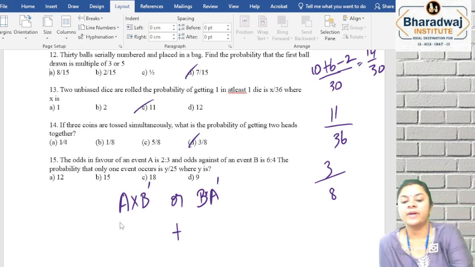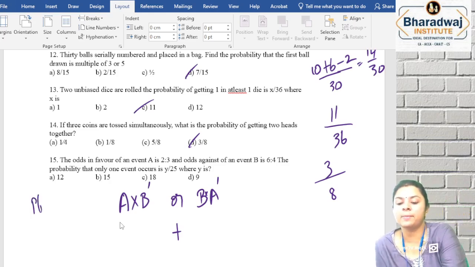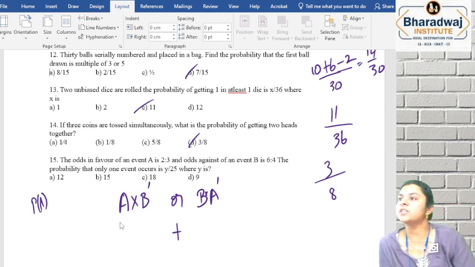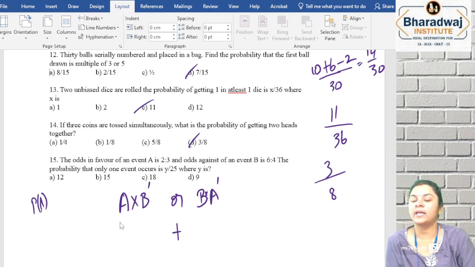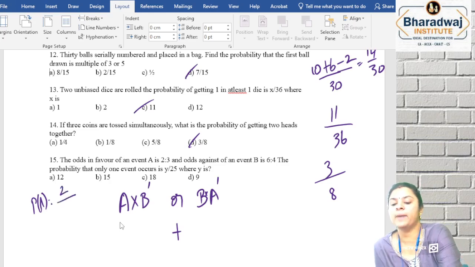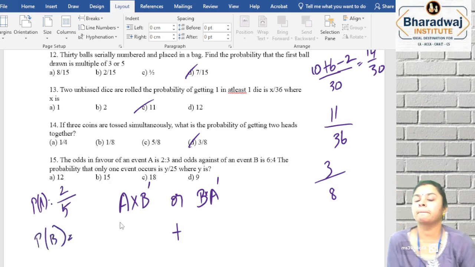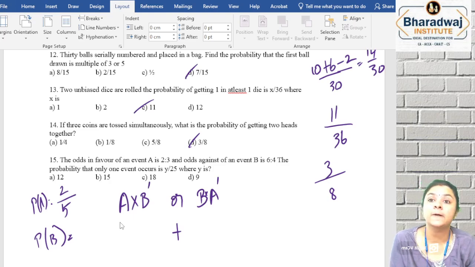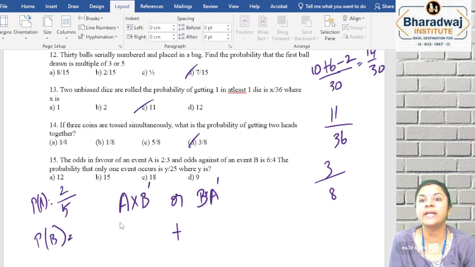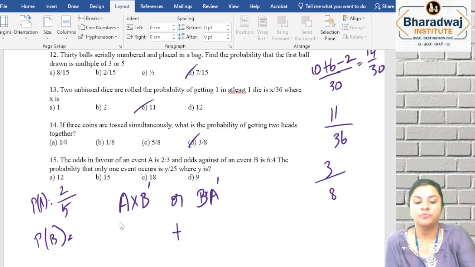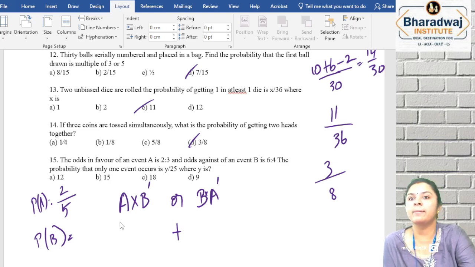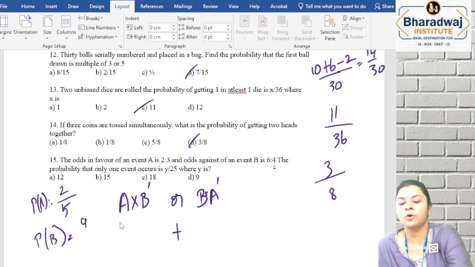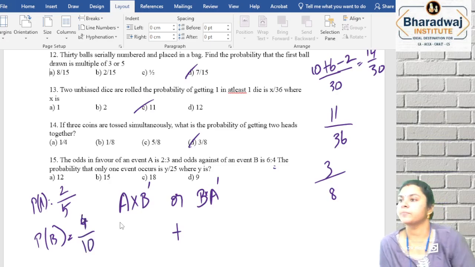Now find the probability. What is the probability of A in this question? Odds is 2:3. Now what is the probability? 2 by 2 plus 3, 5. Now what is the probability of B? Is it 4 by 10 or 6 by 10? 4 by 10, because it is odds against. So the ratio will be unfavorable to favorable. So 4 by 10.